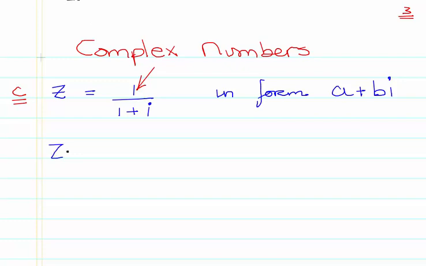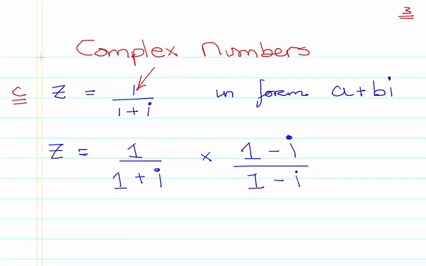So again, z equals 1 over 1 plus i, times the complex conjugate of the denominator, which is 1 minus i. Now, 1 plus i times 1 minus i works out to be 2, so over 2. And 1 times 1 minus i just gives us 1 minus i.